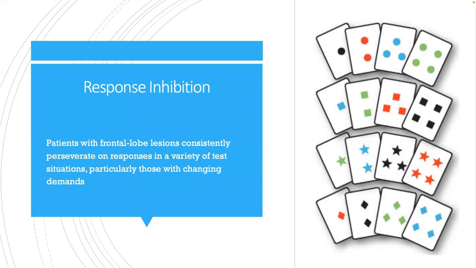So the correct solution is first color, and then when the subject has figured that out, without warning, the correct solution then becomes form. So the subject must now inhibit classifying the cards based on color and shift over to classifying them based on form. When they've succeeded at selecting by form, the correct solution again changes unexpectedly, this time to the number of elements. So like sorting them by three dots, three squares, three stars, three diamonds, things like that.